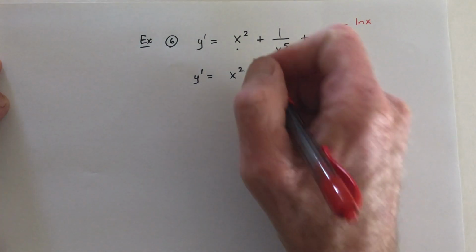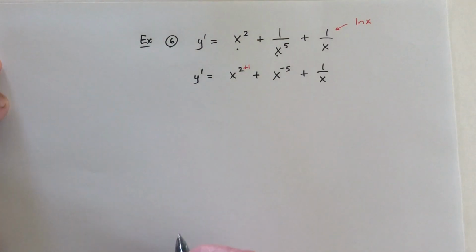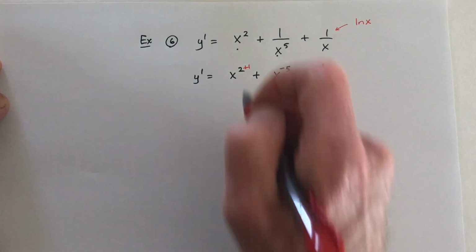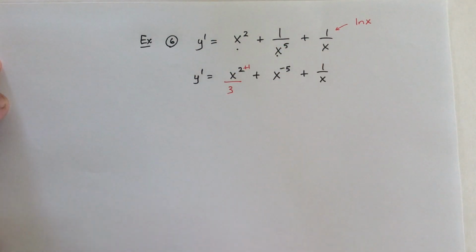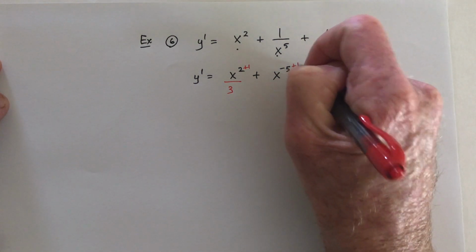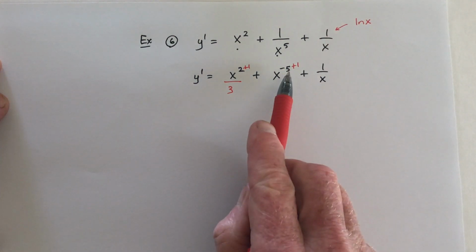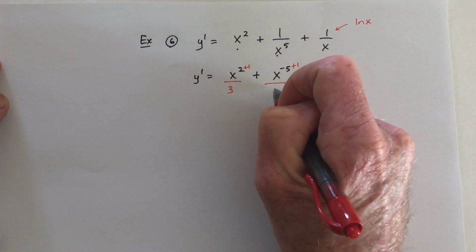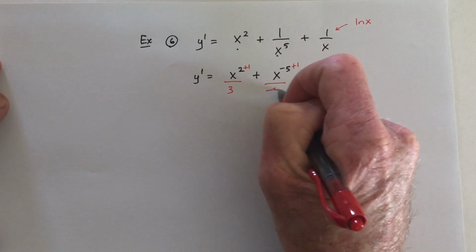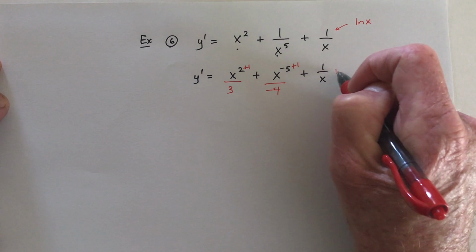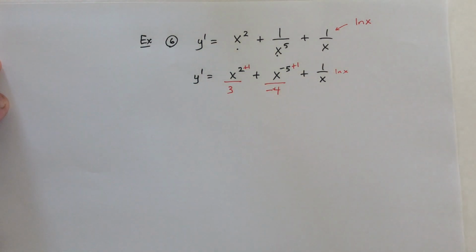And then just go to this one and add 1 to the exponent, so that's going to be a 3, and then divide by 3. Go to the middle one, add 1 to the exponent, that's going to be negative 4, and then divide by negative 4. And then this one is just going to be the natural log of x.